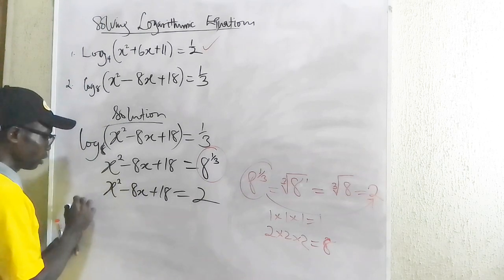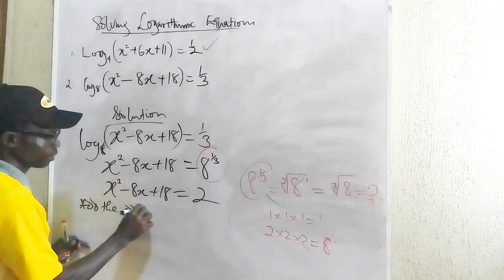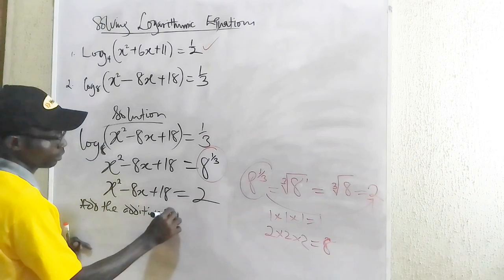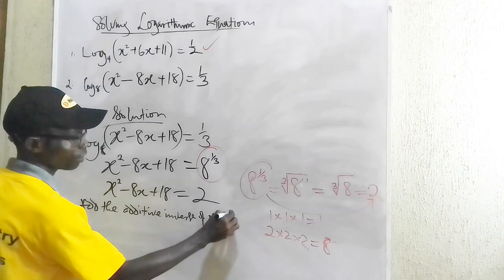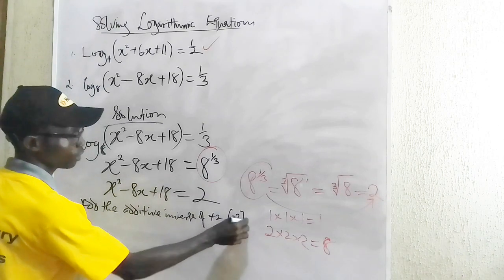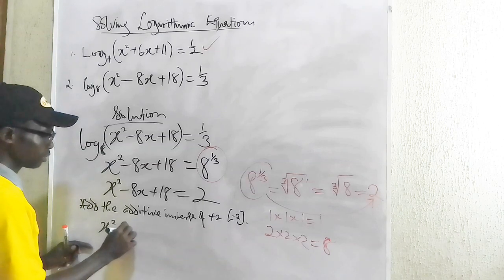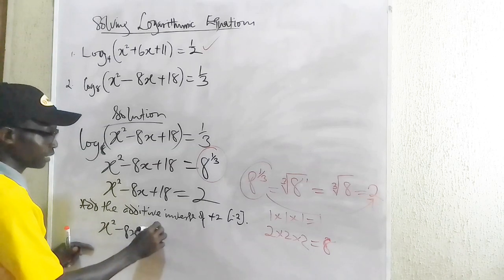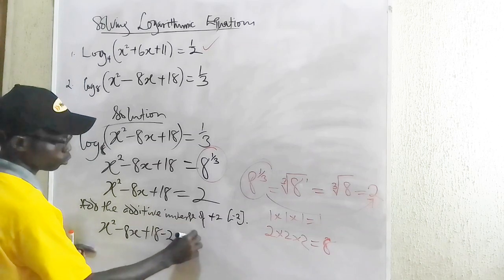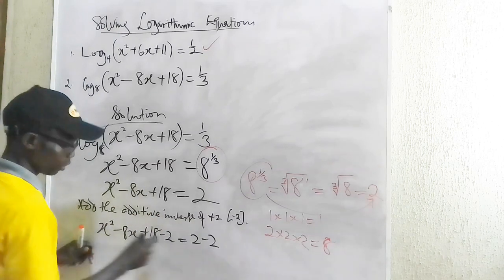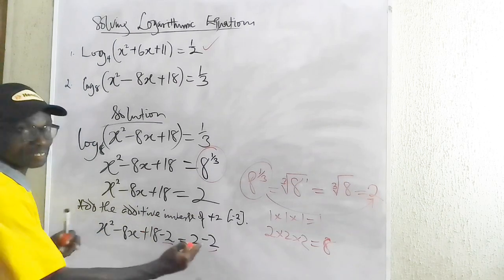So you add the additive inverse of plus 2, which is actually minus 2. So what do we have? We have x raised to the power of 2 minus 8x plus 18, minus 2, is equal to 2. Put the minus 2 here. So we'll put the minus 2 on these two sides.